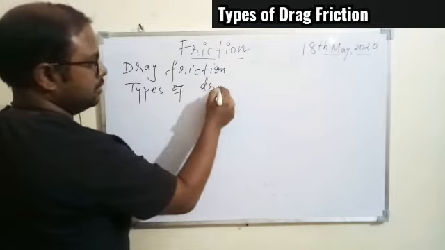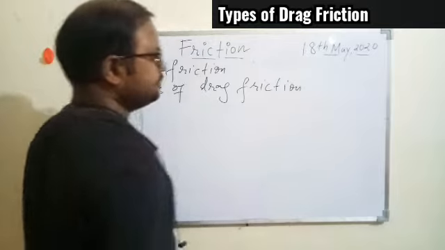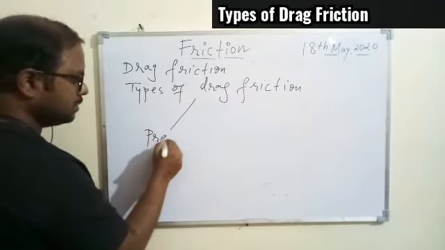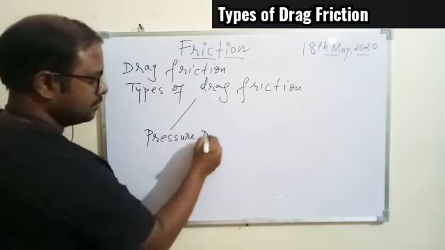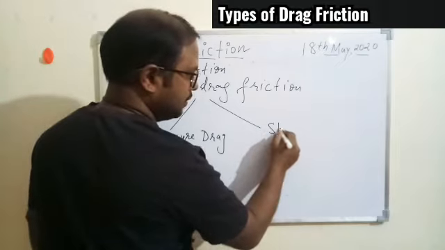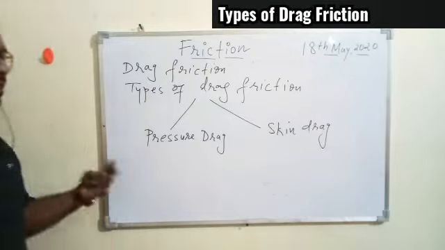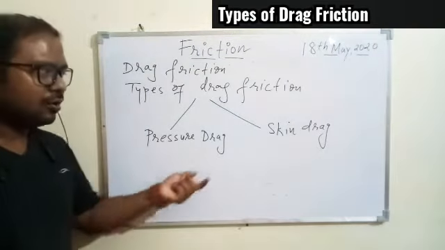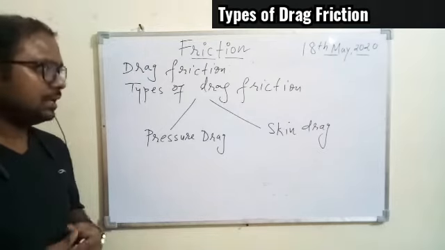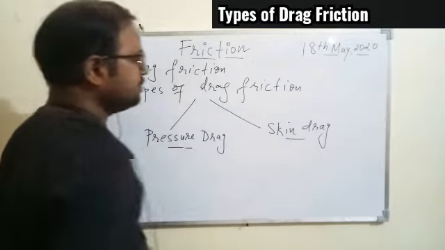So, two different types we are going to learn. The very first is called pressure drag, and the second is called skin drag. We will understand the meaning one by one, that is pressure drag and skin drag, with the help of some examples, and it will help you to understand the concept. So let's start one by one.